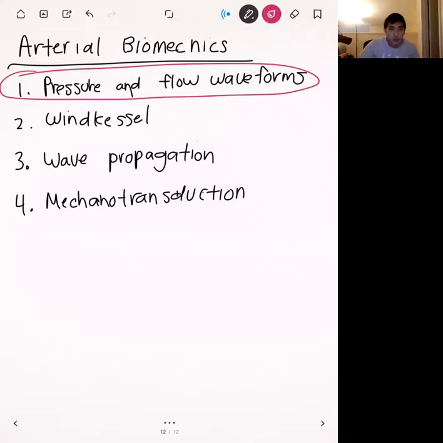And so the main thing that I want you to get from the pressure and flow waveforms is the fact that they're pulsatile.